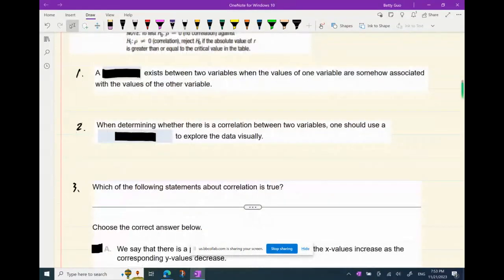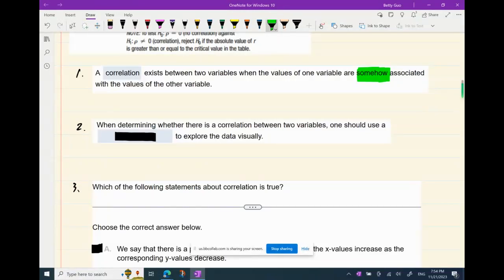Number 1, what exists between two variables when the values of one variable are somehow associated with the values of the other? Correlation, by the way. Not linear correlation, just simply correlation, because it doesn't mention linear. It says somehow associated, it doesn't specify what type of pattern.